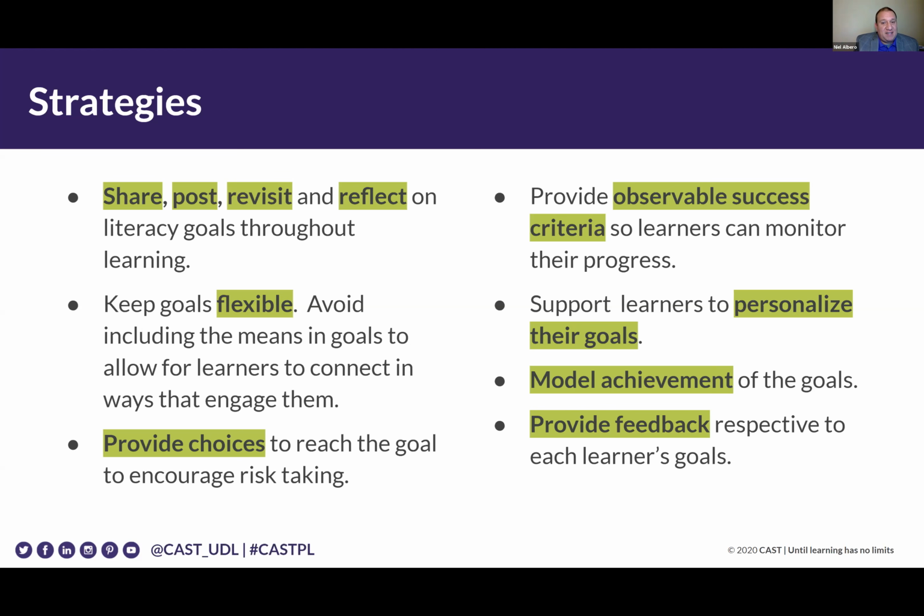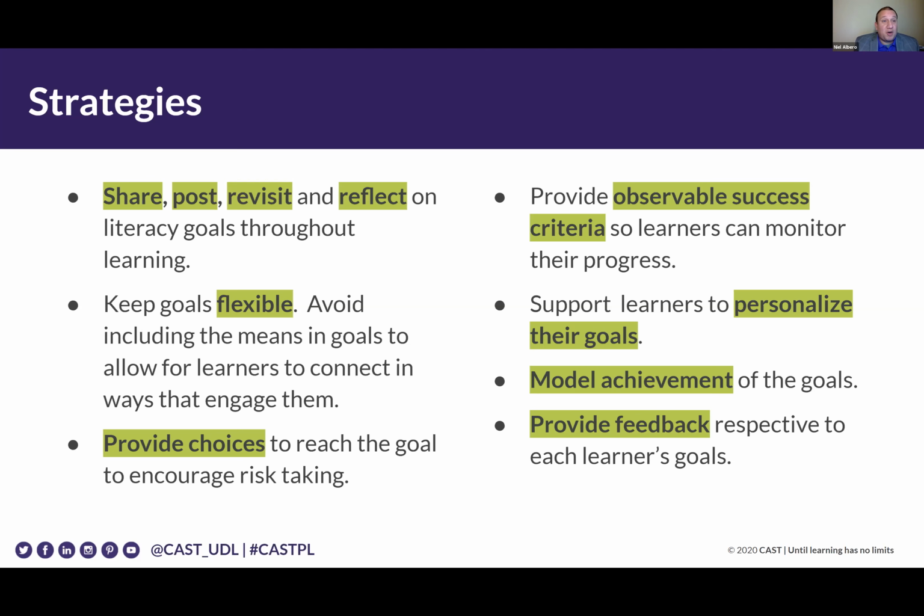Avoid including the means, how we have to reach the goal, so learners can find ways to connect that engage them. Provide choice to reach the goal, because that encourages risk-taking. If there's many ways to reach the goal and students understand that success can have different forms, then that's the ingredients for risk-taking in our literacy environments. Provide those observable success criteria. Does your digital classroom show exactly, is there a checklist that says how to reach the goal and what success looks like on each of those assignments?